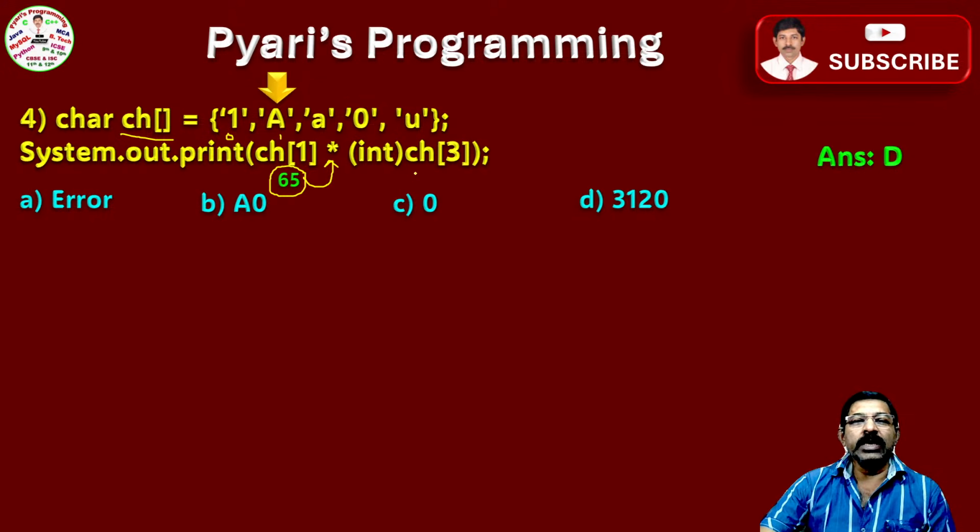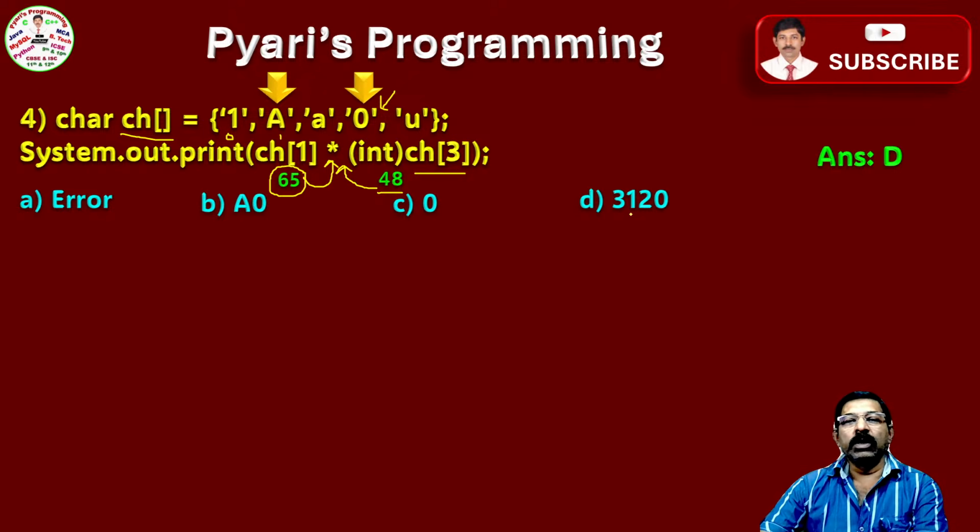Next one, CH of 3. What is CH of 3? This one is your CH of 3. It is 0, and its ASCII value is 48, which is multiplied. 65 into 48 will give me 3120.